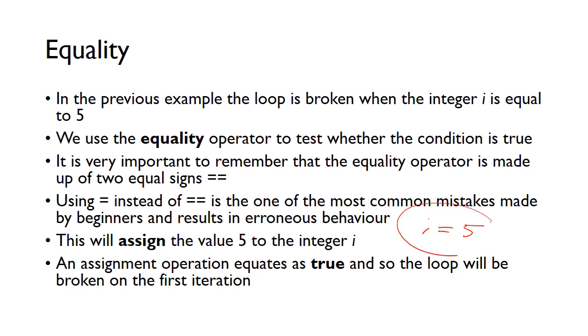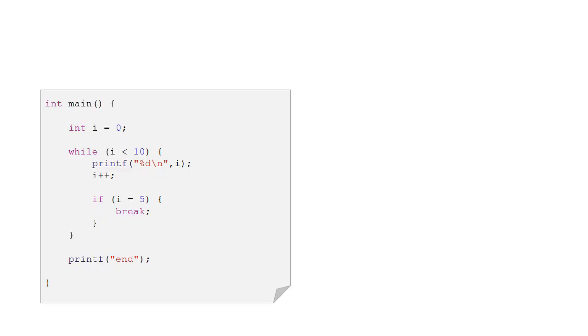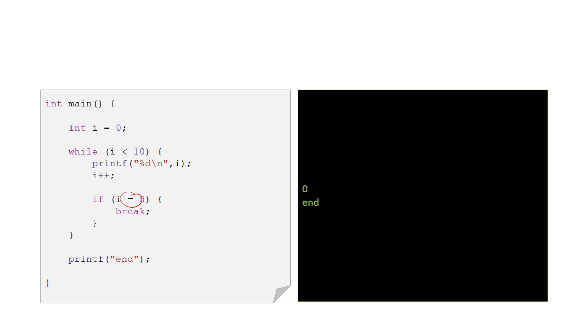But when an assignment operation is executed, it equates as being true. If you've done the assignment, that's equated as true. If we look at the example, this would be a very common mistake, to put a single equal sign here. If we run this, i is obviously 0 at the beginning, so this is true. We'll print 0, so we'll see the 0. We'll increment i, so i is now equal to 1.